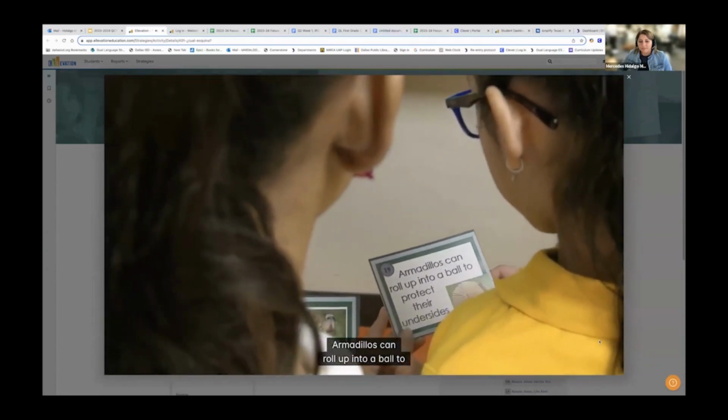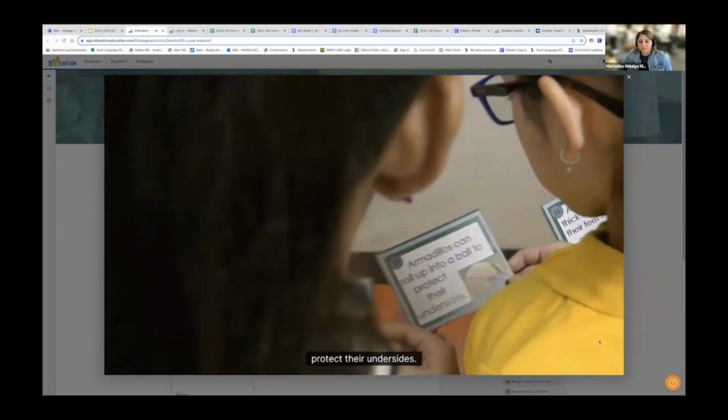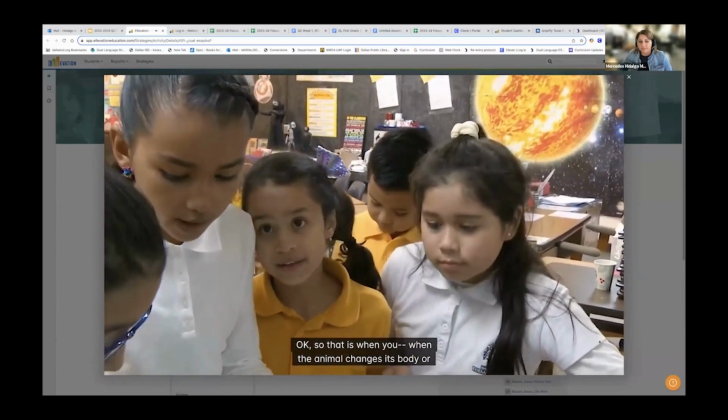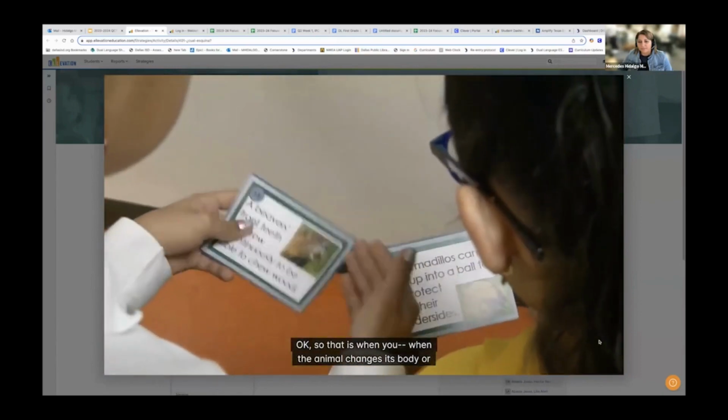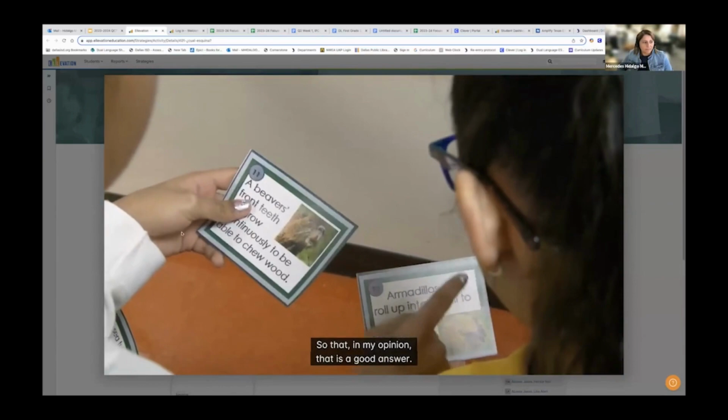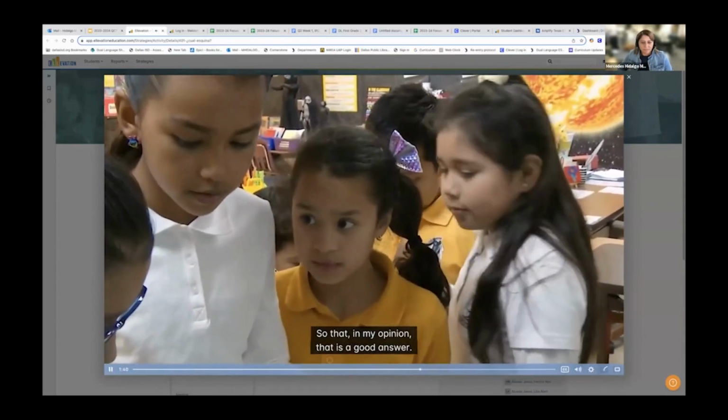Armadillos can roll up into a ball to protect their undersides. Okay, so that is when the animal changes its body or something, like if that is rolled up. So that, in my opinion, is a good answer.